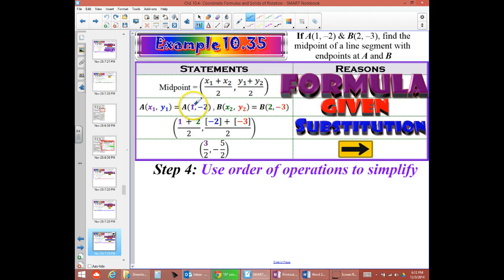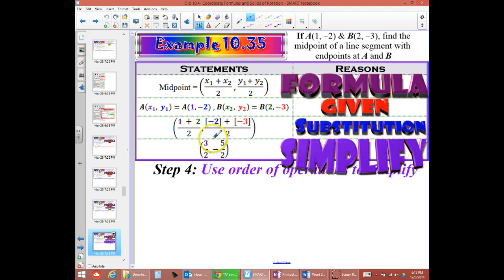Well, my x1 is 1. My x2 is 2. So we have 1 plus 2. And then we have negative 2 plus negative 3. Well, when I add 1 and 2, I get 3. And when I add negative 2 and negative 3, I get negative 5. So it's negative 5 halves. Simplify is your last instruction. And we're done. We found the midpoint right here.